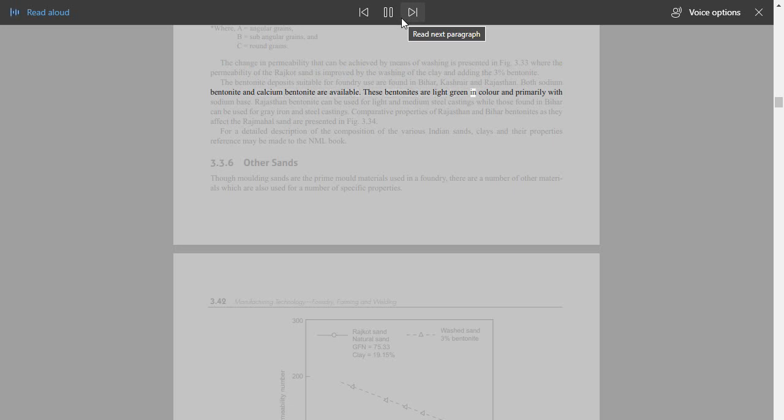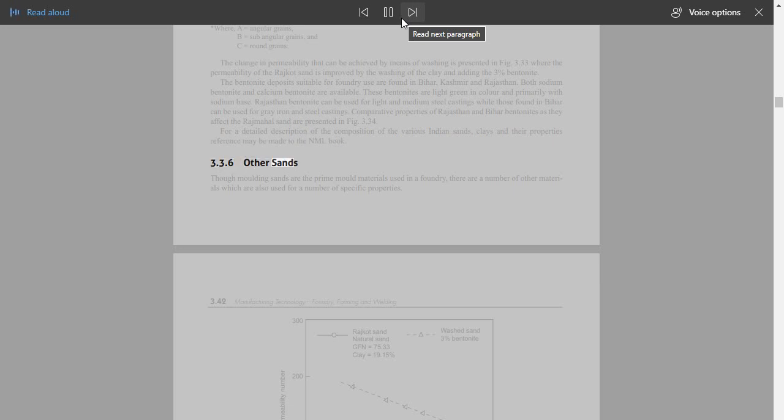These bentonites are light green in color and primarily with sodium base. Rajasthan bentonite can be used for light and medium steel castings, while those found in Bihar can be used for gray iron and steel castings. Comparative properties of Rajasthan and Bihar bentonites, as they affect the Rajmahal sand, are presented in Fig. 3.34. For a detailed description of the composition of the various Indian sands, clays, and their properties, reference may be made to the NML book.